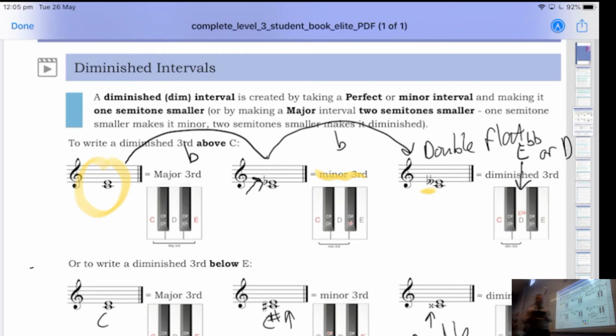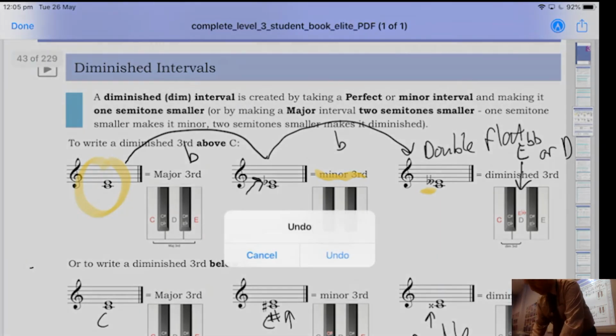What we're expecting. So the diminished third sounds like a major second. Cool. I'm going to move on because there's a bit to look at in other concepts.